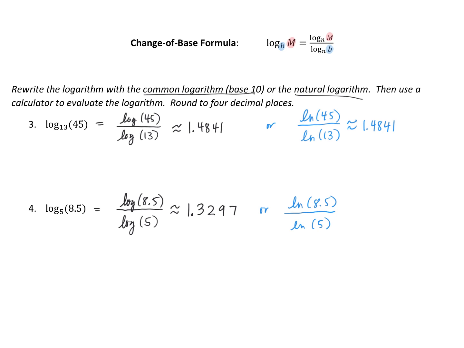So either way, 1.4841 is the top, and the bottom one, you still get 1.3297. So if you want to use the common log, great. If you want to use the natural log, fine. Either one is fine.